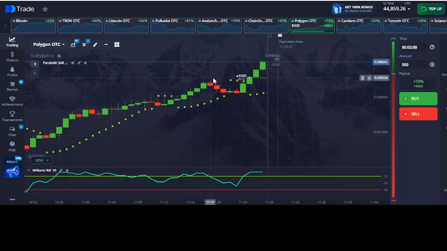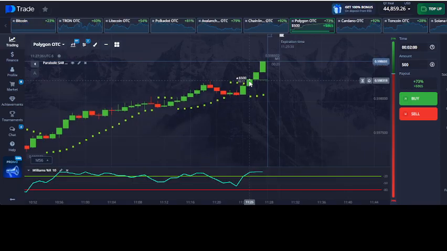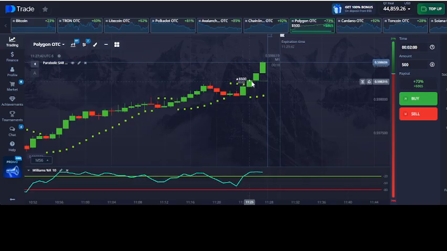Also, as a side note, I waited for the price to close above this. You see this red candle here? That represents a level of resistance right here. And this particular candle broke above the level of resistance. So that was another reason why I took the trade here.